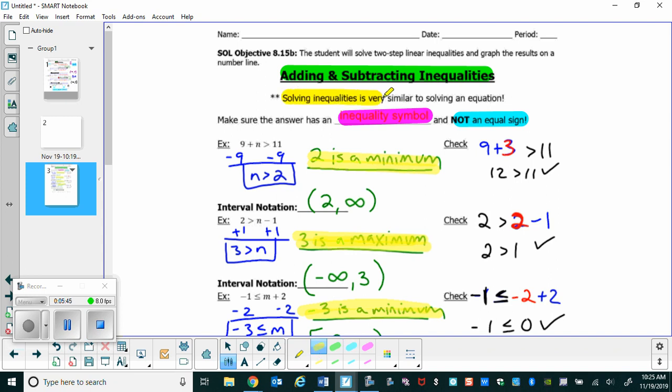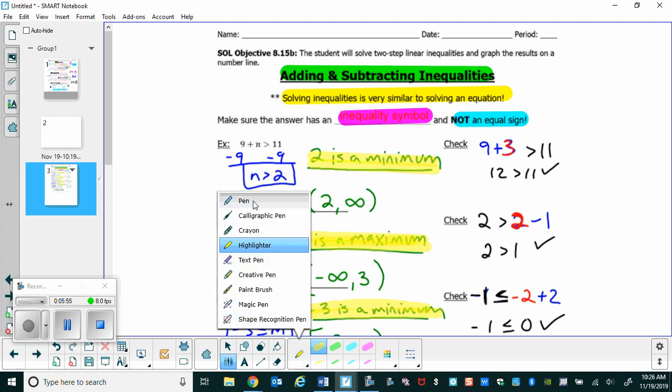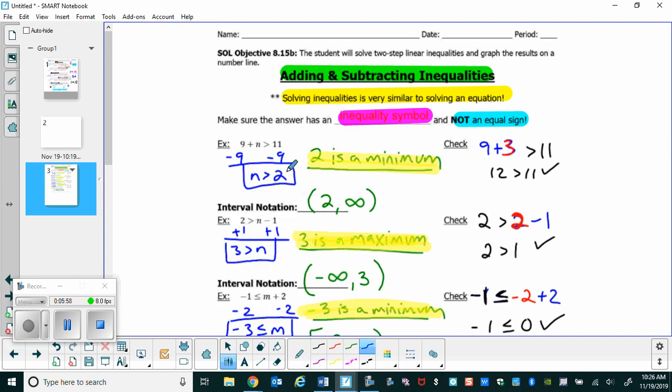But that being said, solving an inequality is very similar to solving an equation. It's pretty much the exact same thing. So for this very first example, if you saw 9 plus n is greater than 11, you would subtract 9 on both sides, and you'd get that n is greater than 2. So if n is bigger than 2, what that means is 2 is a minimum, okay? Because n can be anything bigger than 2. Now to check, I'm picking the next number higher than 2, so 3, and plugging it in, 9 plus 3, and notice that since I get a 12, it is bigger than the 11, so that works as a solution.